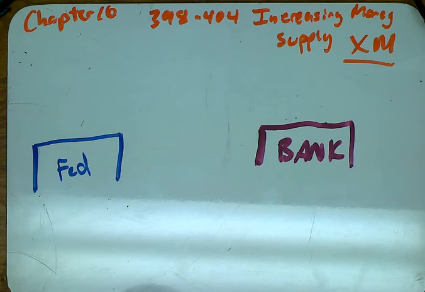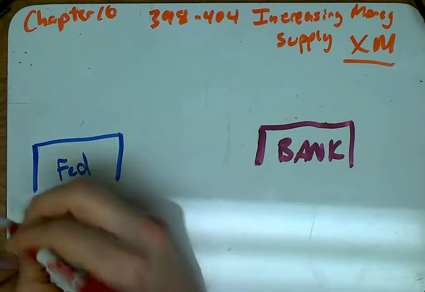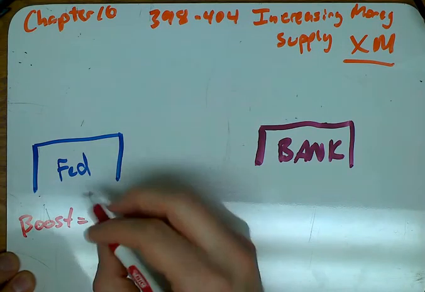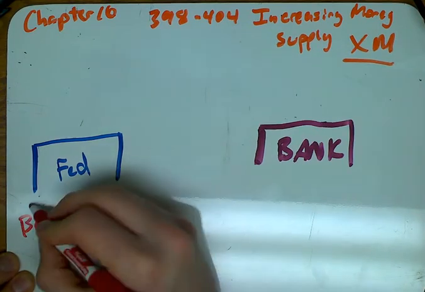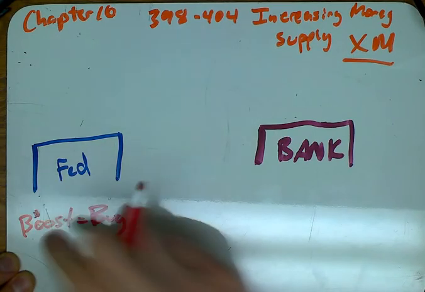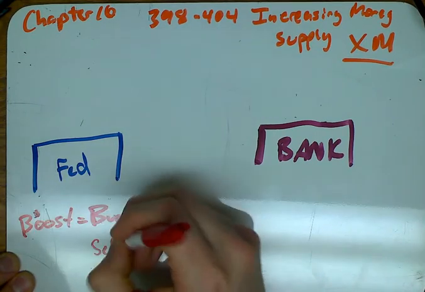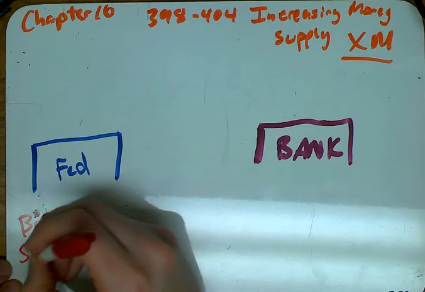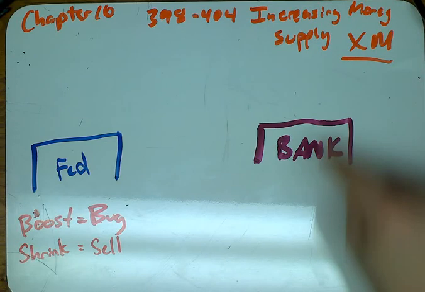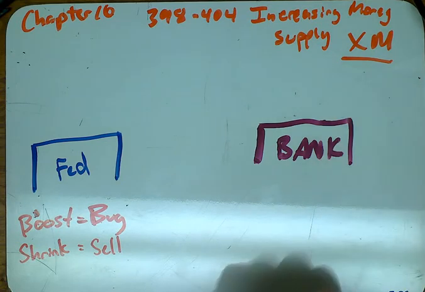Well, one, I'm the AP Econ teacher, but two, I remember there's a mnemonic device. If they want to buy, they will boost. Or if they want to boost the economy, they will buy. Buy, boost. Sell bonds, they will shrink the economy. Buy, boost. Sell, shrink. That's what the Fed needs to do. So if they want to boost the money supply, then they will buy bonds.